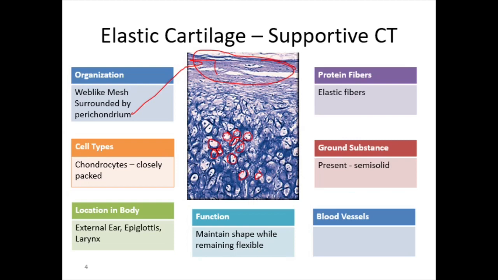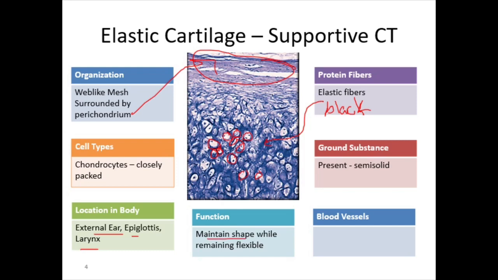We're also going to have elastic fibers. Elastic fibers look very, very dark purple or black in the H&E stainings. So that combined lets you know that it's elastic cartilage. We find this in the external ear, the epiglottis, and the larynx. This, again, we're maintaining shape.